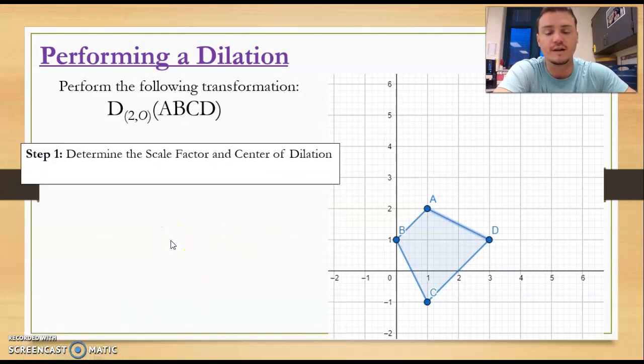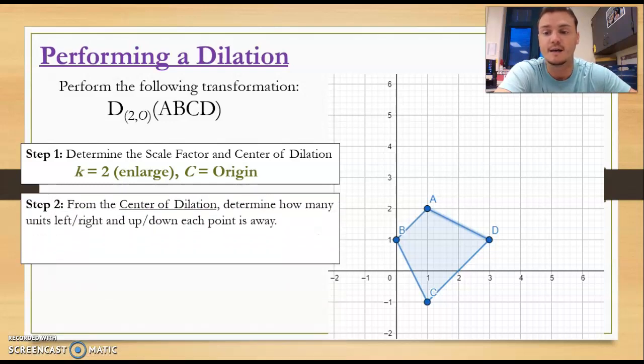Step 1 is we're going to determine what the scale factor and center of dilation is. Since this number is 2 here, that means my scale factor is 2. Since it's bigger than 1, it means we're going to enlarge it. Our center of dilation, or C, is the origin in this case. Whenever it's the origin, there's actually a pretty fast way to do this, and we'll look at that in the next slide. But step 2, what we're going to do is from the center of dilation, meaning the origin in this case, so we're going to start at 0, 0.